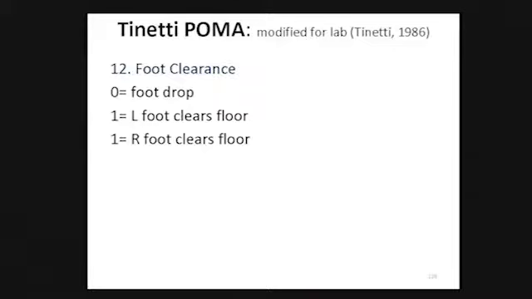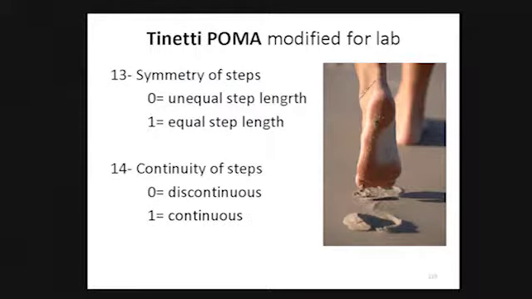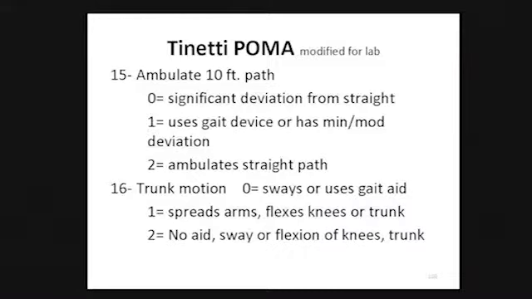Some people shuffle. How about their step length? Is it even or not? Are they continuous or discontinuous? So this is a little bit more about the quality of the gait as well. They're ambulating a 10-foot path, so make it 10 feet and see, do they deviate from a straight path or not? Do they use a gait aid? Okay, do they sway? Do they spread their arms or flex their knees or trunk? Okay, can they walk without using any gait aid?